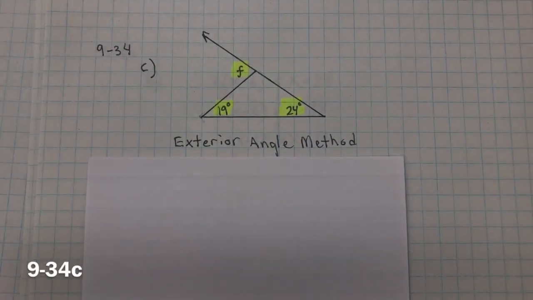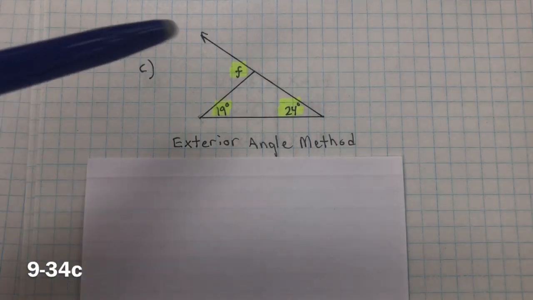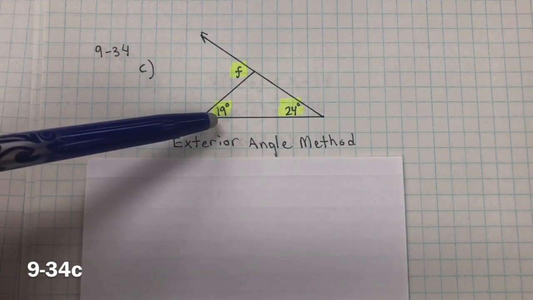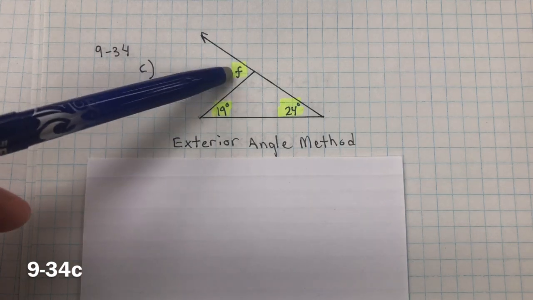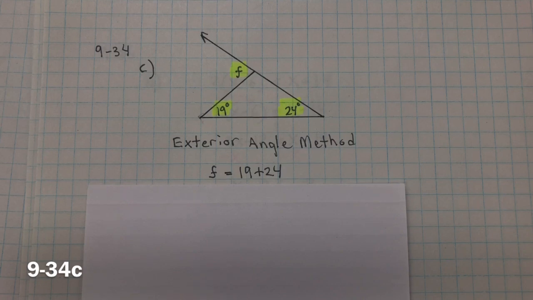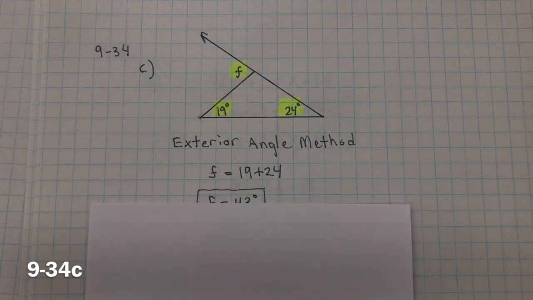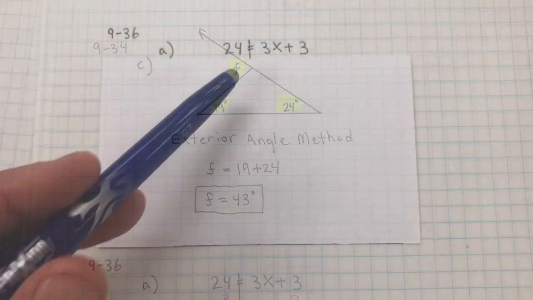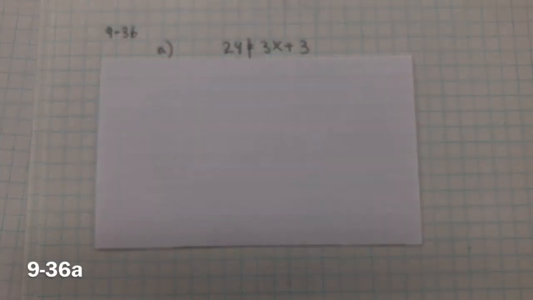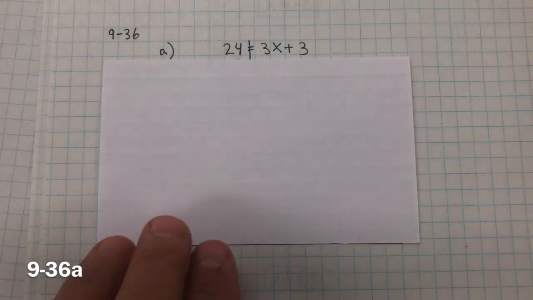For 934, I'm using the exterior angle method. The two remote interior angles have the sum of the exterior angle. So 19 plus 24 equals F, so F equals 43 degrees. In 936, we have to solve the equation for x.